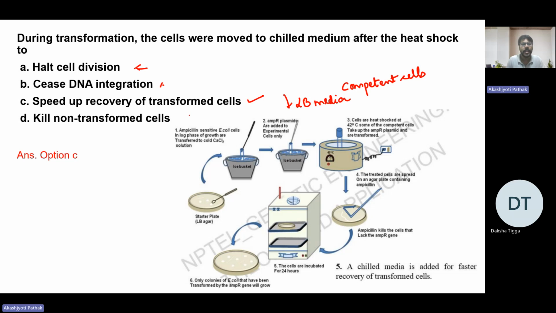Why will it kill the non-transformed cells? You have not added any antibiotic, you are not plating it. Once you plate it on the LB agar media, only those cells which have the plasmid containing your recombinant and your antibiotic resistance gene will survive, while the others will get killed. But here you are not plating it on LB agar media. You are just placing it on ice, so that will not kill the non-transformed cells. Okay, so the answer is C.